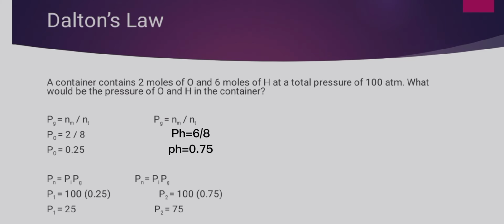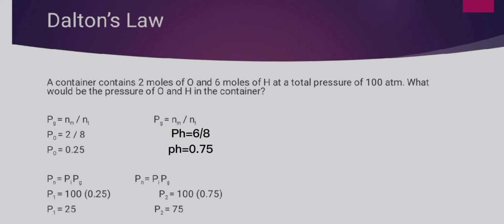Next, we have hydrogen, which is Ph equals 6 over 8. Now we have 0.75 for hydrogen. Now the next formula we should use is Pn equals Pt times Pg, where Pn is the partial pressure of a gas in the mixture, Pt is the total pressure of gases in the mixture, and Pg is the fraction of pressure of a gas in the mixture.